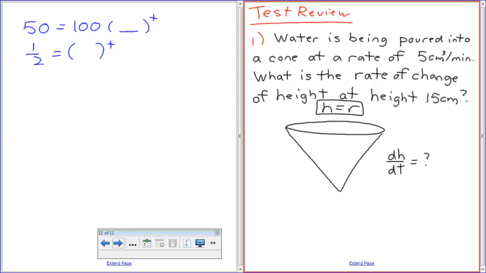What else do I know, if anything? Somebody else, what else do I know? Go ahead. dV over dt is 5. Good. So dV over dt is 5. It's getting bigger. What else do I know?